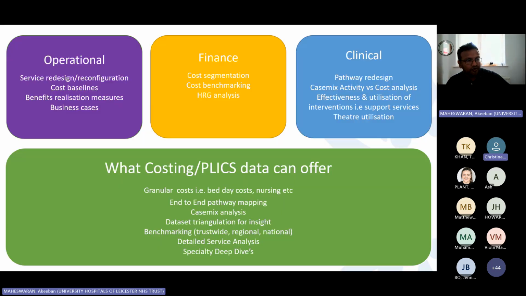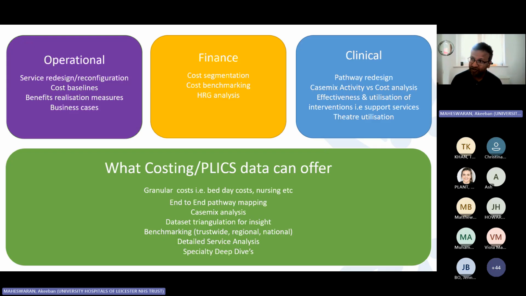So what you can use PLIX for, you can use it for business cases, and I'll show you how we've done that in some places. You can do it for service redesign and reconfiguration. So if you do a service redesign, you can show that it actually costs less per patient to do it this way. You can do benchmarking.